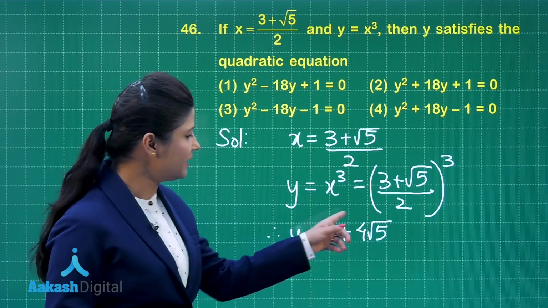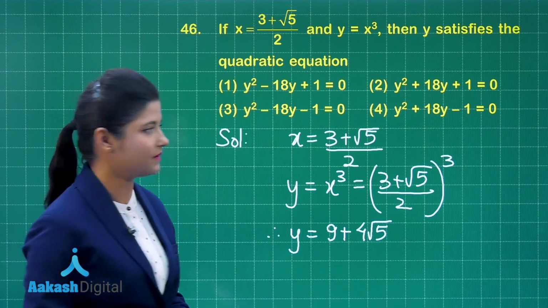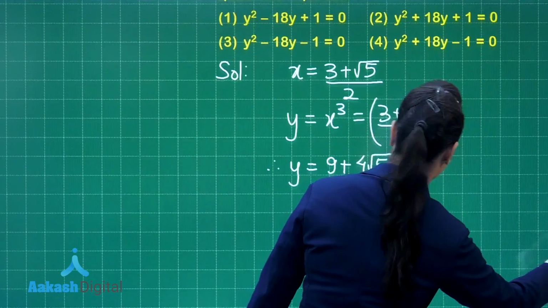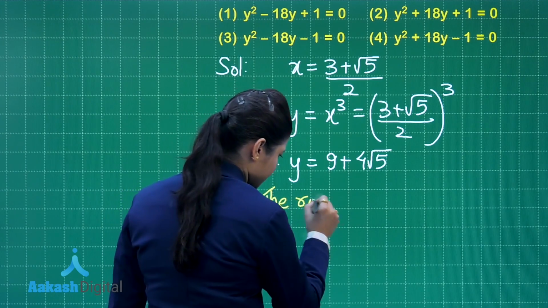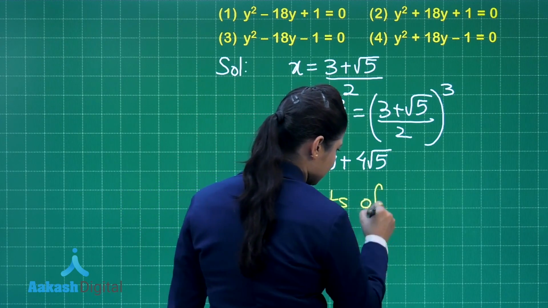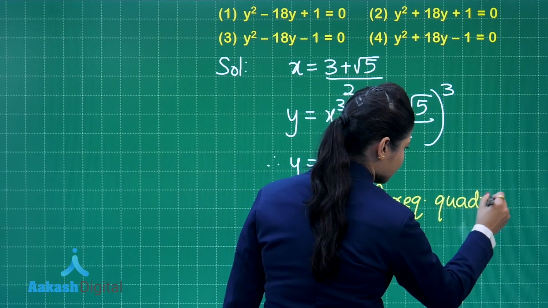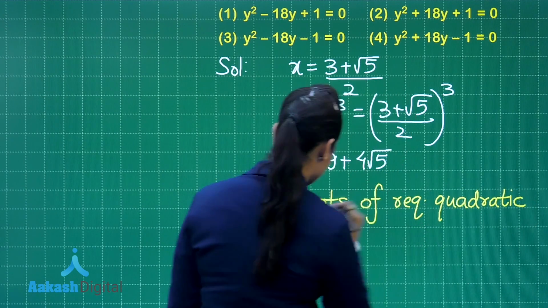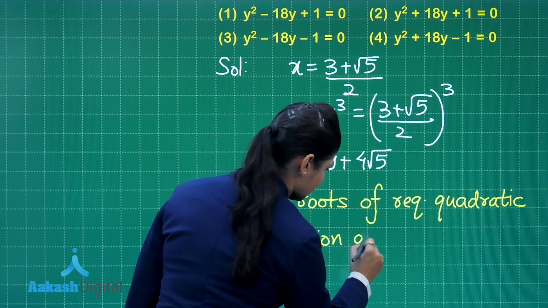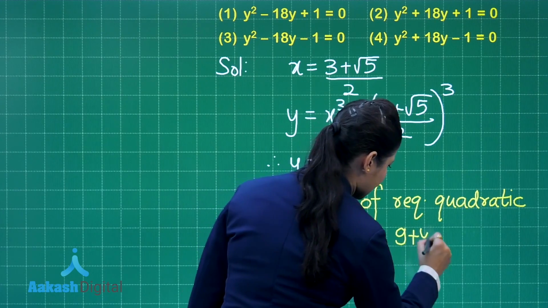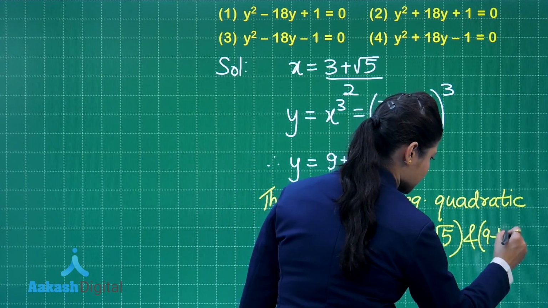So if one root will be 9 plus 4 root 5, the other root will be 9 minus 4 root 5. So I could write here the roots of the required quadratic equation are 9 plus 4 root 5 and 9 minus 4 root 5.